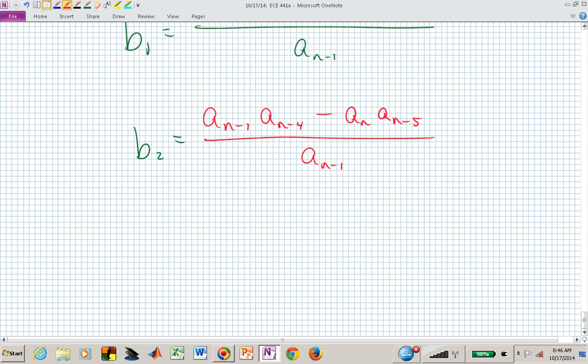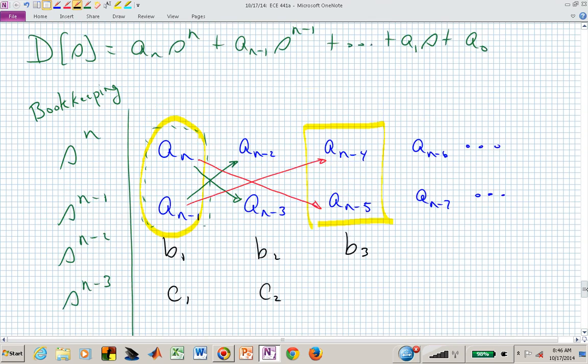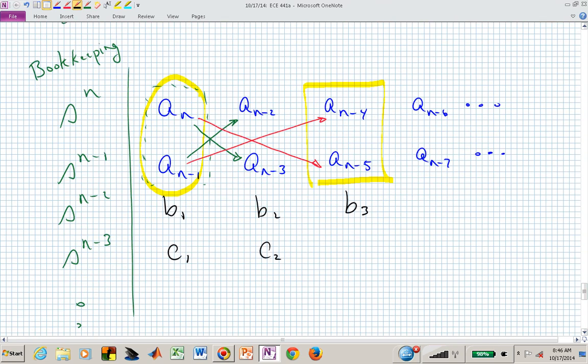Just for completeness, what's B sub 3? So now we're using the A sub n and the A sub n minus 1 always, but now we go one column to the right of B sub 3. We're using this A sub n minus 6 and A sub n minus 7 column, 2 rows above us. Is that clear? And building it up the same way.